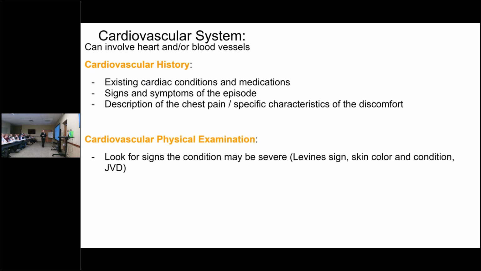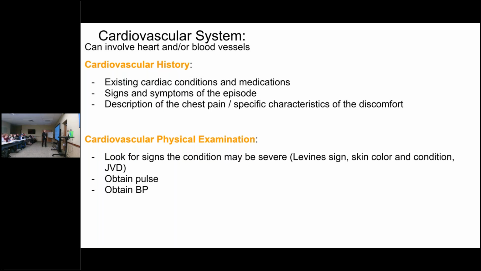Cardiovascular physical exam. We want to look for signs that the condition may be severe. So Levine's sign. What was Levine's sign? Hand over the chest, clenching the chest, right? Skin color and condition. If there's a serious cardiac issue going on, what color do you think your patient's going to be? Ashen, poor circulation, maybe cyanotic, pale. And then JVD. What's JVD? Okay, cool. We want to obtain a pulse. Is it strong or is it weak or thready? Is it regular or is it irregular?